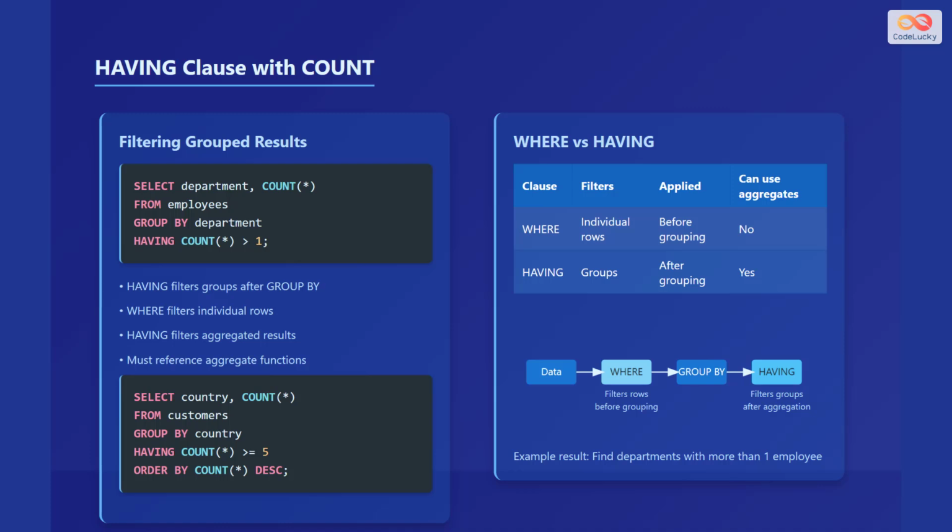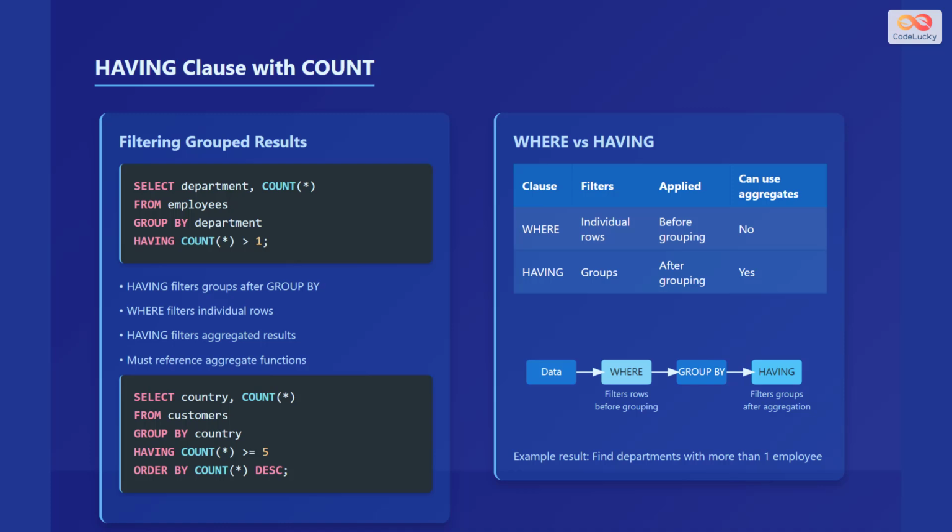The HAVING clause is used to filter the results of a GROUP BY query, based on aggregate functions like COUNT. For example, the SQL query SELECT department, COUNT(*) FROM employees GROUP BY department HAVING COUNT(*) > 1, will return only those departments that have more than one employee. In contrast to the WHERE clause, which filters individual rows before grouping, the HAVING clause filters groups after the GROUP BY clause has been applied.